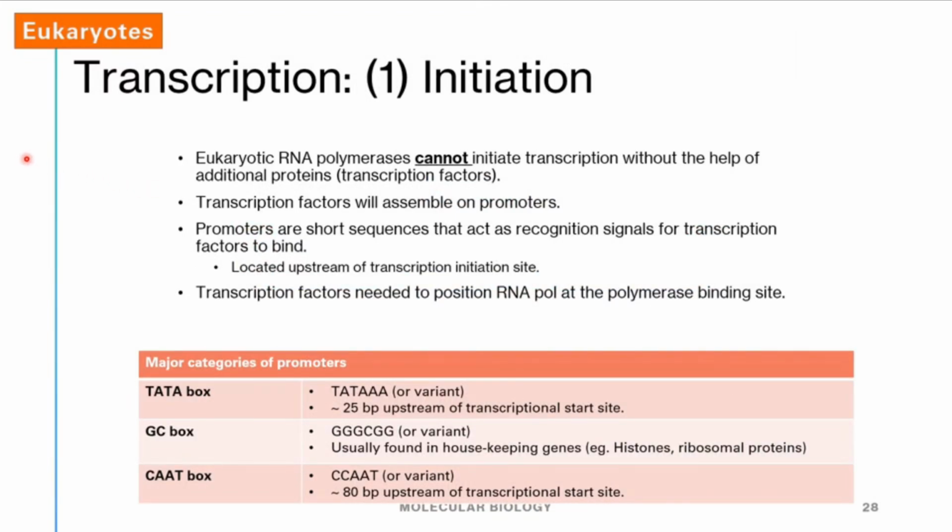Okay, so coming back, we're going to take a look at the initiation process again. This time round, it's about eukaryotic cells. For eukaryotic cells, the RNA polymerases are not able to initiate the transcription without the help of additional proteins called transcription factors. The transcription factors will first assemble at the promoters, and the promoters are again similar to prokaryotic cells, short sequences which are recognized by the transcription factors.